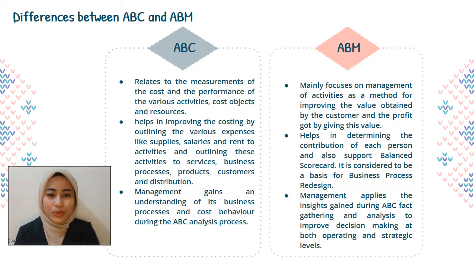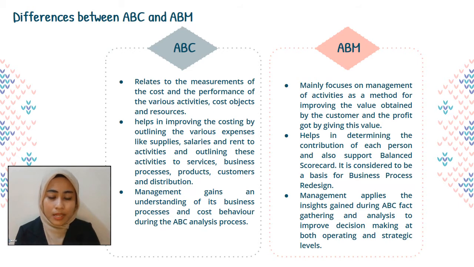Okay, now the differences between activity-based costing and activity-based management. The ABC system is a method to measure the cost and performance of activities, cost objects, and resources. This system helps improve cost management by summarizing the expenses incurred and the activities applied, so that management gains more understanding of their business process and cost behavior during this analysis process.